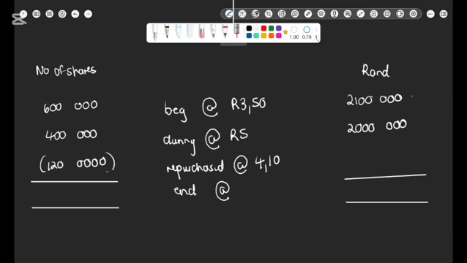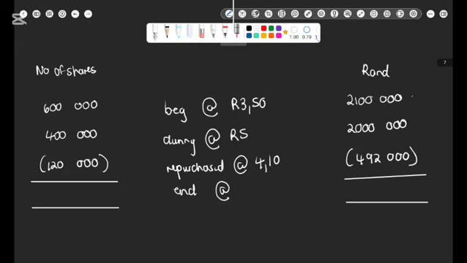120,000 shares, right? Buyback is always in brackets. So now I'm going to say my 4 rand 10 cents times my 120,000 shares, which is going to give me 492,000, right? Then to get my balances at the end, I'm simply going to total everything.